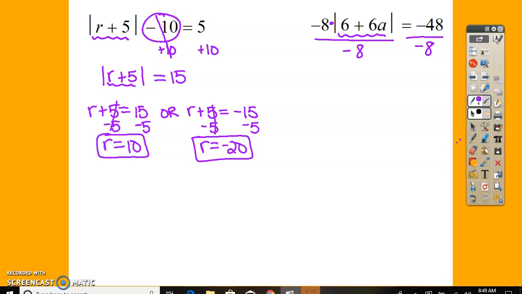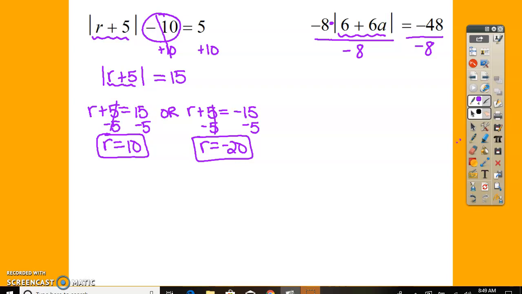Now again, it's equal to a negative here, but we can't say no solution yet because the absolute value is not isolated. We have that -8 that's connected to it. So before we can make a judgment of if we can split into two equations or not, the absolute value has to be by itself. In order to do that, that -8 is being multiplied times our absolute value. So now we have to divide both sides by the -8.